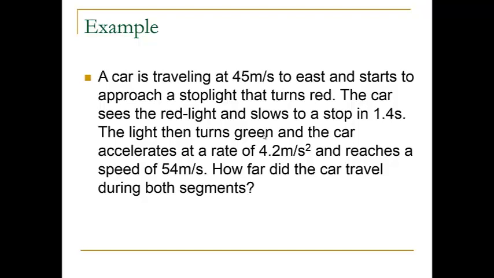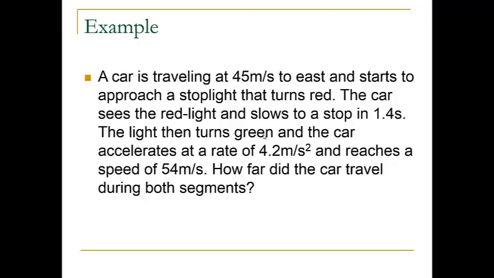All right, so I want you to try this problem. A car is approaching at 45 meters per second to the east and starts to approach a stoplight, and that turns red. The car sees the red light and slows to a stop in 1.4 seconds. The light then turns green and the car accelerates at a rate of 4.2 meters per second squared and reaches a speed of 54 meters per second. How far did the car travel during both segments? So I'm looking for how far, so I'm looking for a distance.